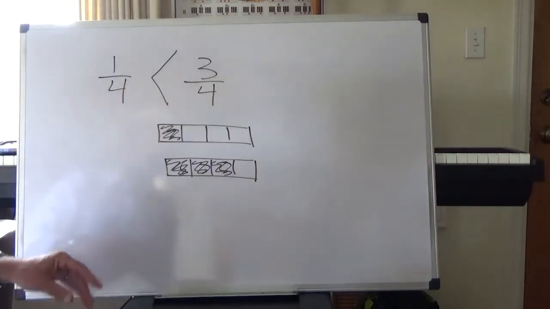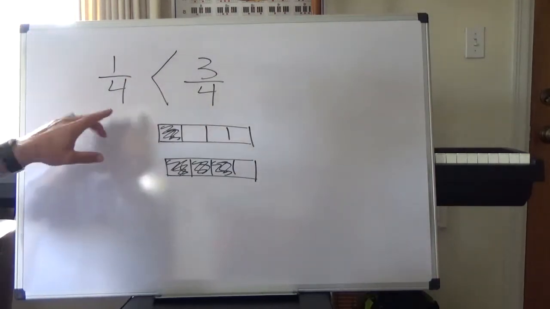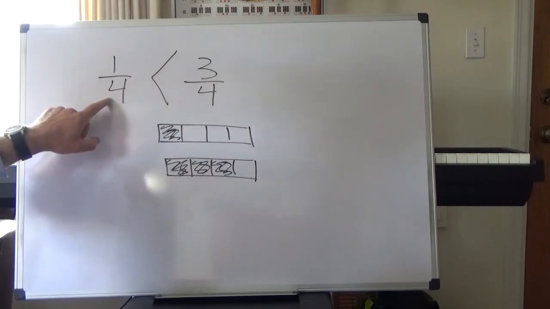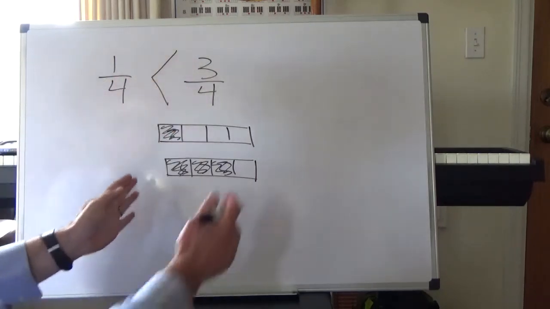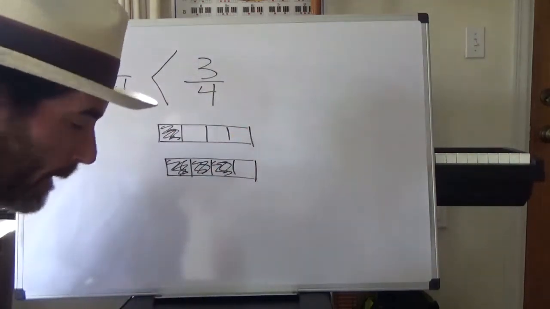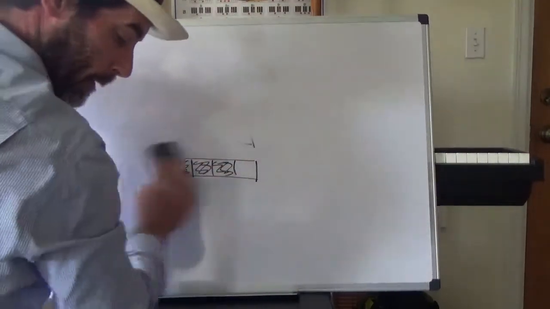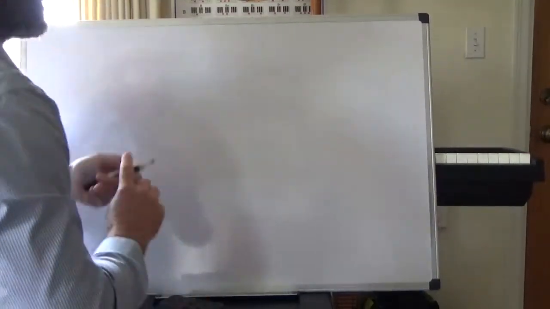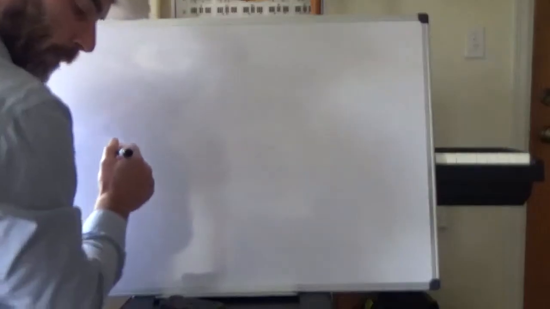We can draw a picture. We can use our reasoning. If I've got 1 out of 4 parts, that is less than 3 out of 4 parts, as long as we're talking about the same amount. So this is where we compare fractions with the same denominator.